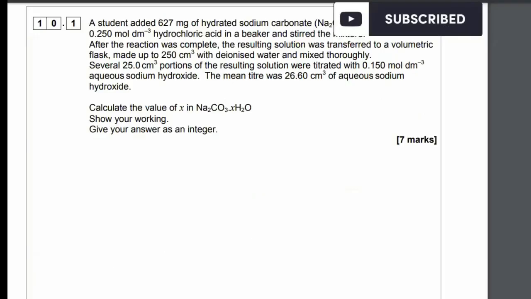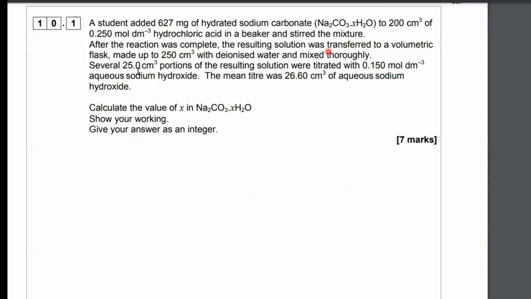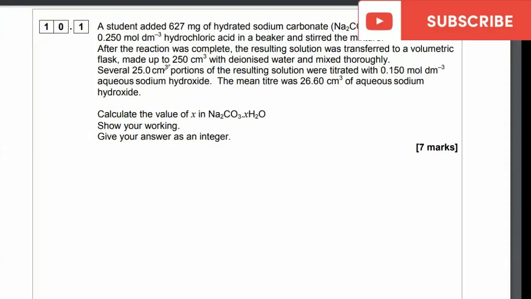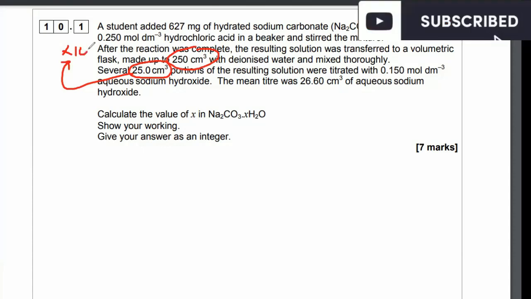We know the original moles of HCl that reacted with the sodium carbonate was 0.05. Now we know that some of it was left over because it was excess, and they re-reacted that in a titration with sodium hydroxide. They took a tenth, 25 out of 250 centimeters of the hydrochloric acid that was left over, and reacted it, and they found that it was neutralized with 26.6 centimeter cubed of 0.150 moles of sodium hydroxide.